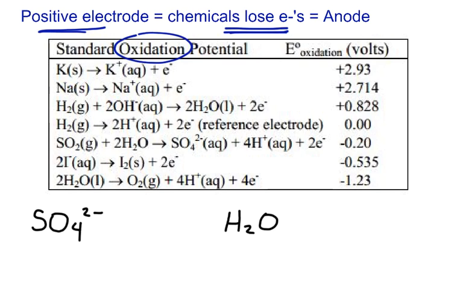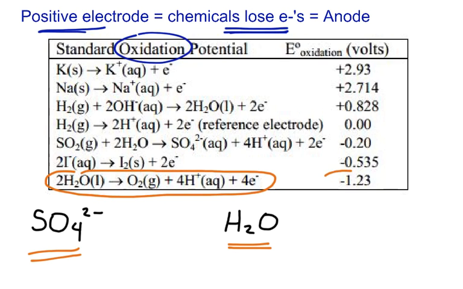So looking here, we're going to go through and pick out a couple of chemicals. So we have sulfate and we have water. Now water is everywhere, but sulfate is the negative ion that was attracted to the positive electrode. So we're going to find a reaction where water is on the left. So that's this one. So water can get oxidized.